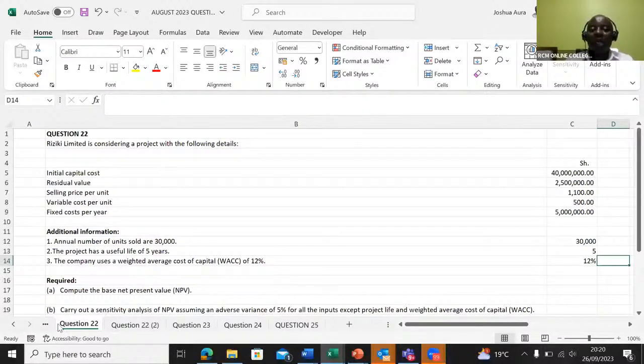If you look at part B, carry out a sensitivity analysis of NPV assuming an adverse variance of 5% for all the inputs except project life and WACC. Now they want us to change these things. For the first one, I'm going to use this information the way it is to get net present value. You can only get net present value using the cash flow model. You must first calculate cash flow. How do we get cash flows? First of all, by ascertaining profits.